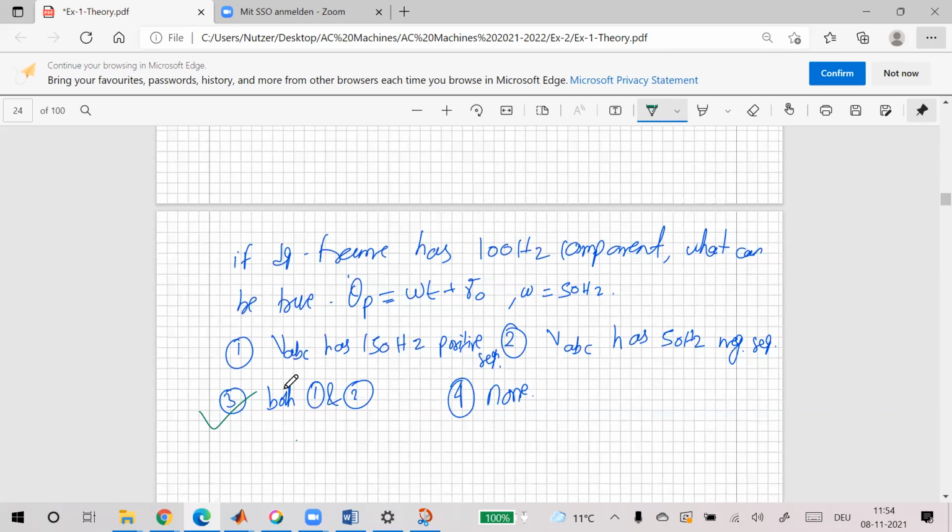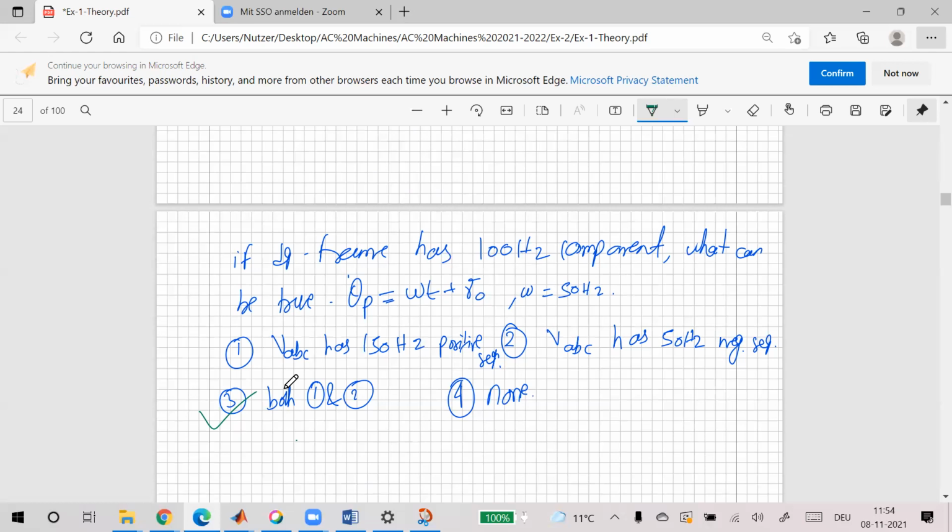Whenever you see some frequency in DQ, it can come from positive sequence, it can come from negative sequence. Remember these things. When you see 100 hertz in the DQ frame, in the actual system it can be 150 hertz positive sequence or 50 hertz negative sequence. If you see, let's say, 200 hertz in the DQ frame, it can be 250 hertz positive, or it can be minus 150, meaning 150 hertz negative. You can do the plus minus and solve these things.